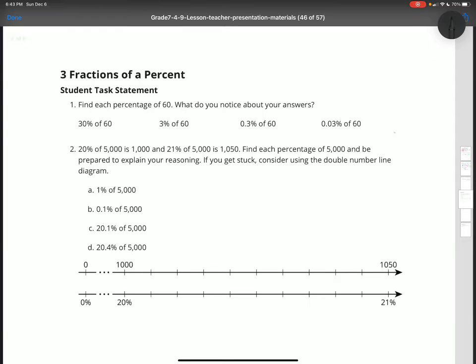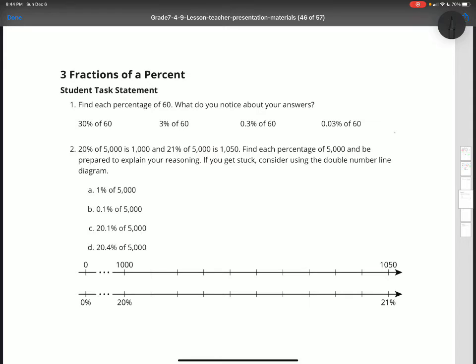All right, guys, let's look at question 3 called fractions of a percent. Before we jump into this problem, I want to say that this portion of the lesson is where the warm up makes the connection. It's not going to tell us to solve it mentally, but this is an exercise to help you guys learn how to solve it mentally. So let's jump into number 1.